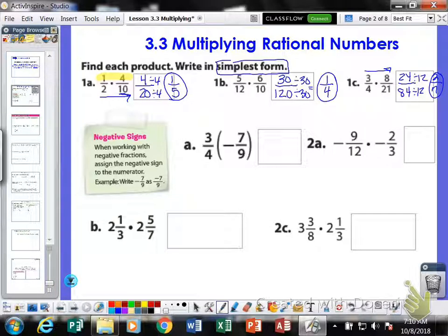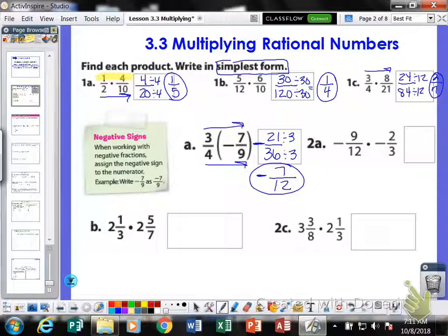Now, negatives are the same thing. We just forget about the negative until the very end. So we multiply across the top, 21. Multiply across the bottom, 36. Now it's negative because a positive times a negative is a negative. But then I notice that this can be simplified by 3. Divide by 3, and I get 7/12, negative 7/12, because of that negative out there.